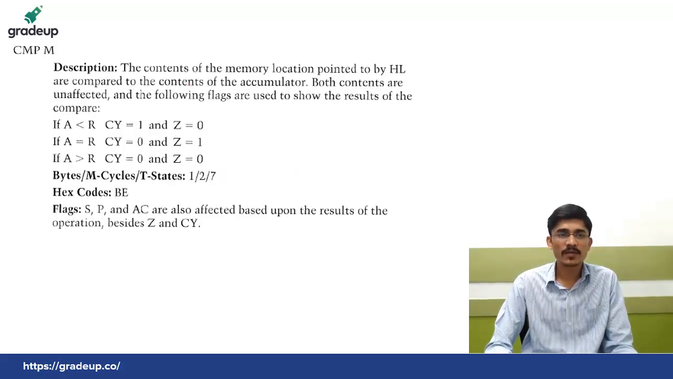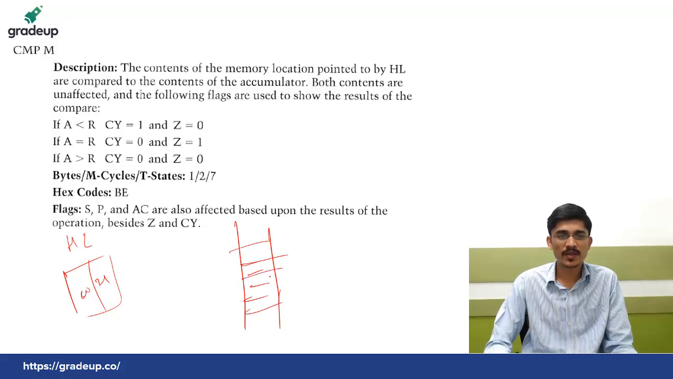Here, the contents of the memory location pointed to by the HL pair are used. So suppose HL is 20, 21. This is your memory. This is 20, 21, and here you have written, suppose, 10.